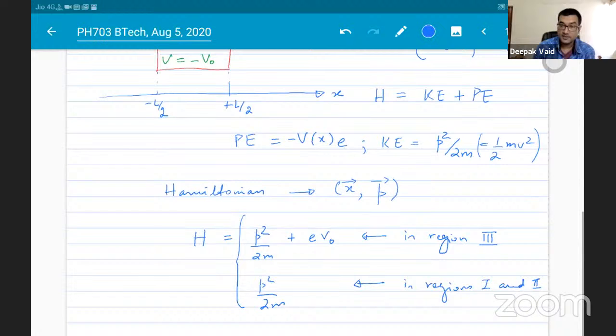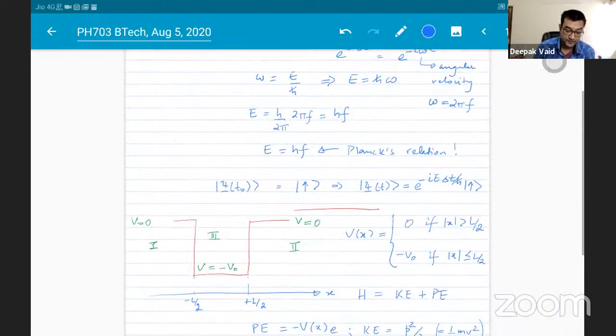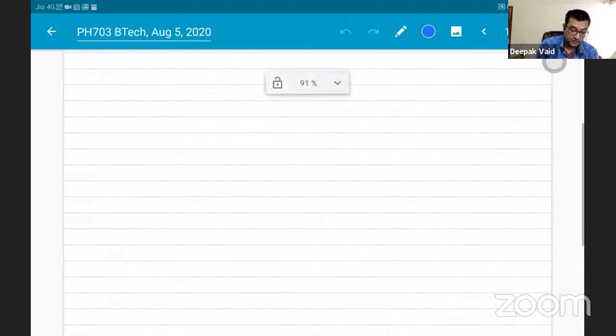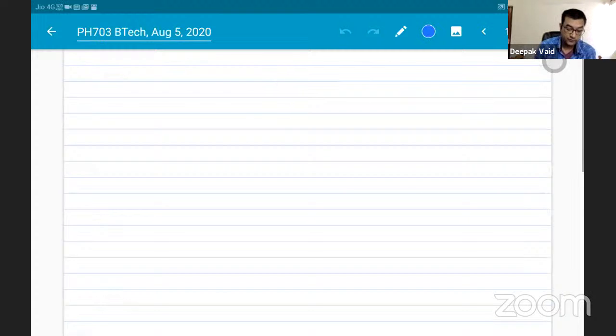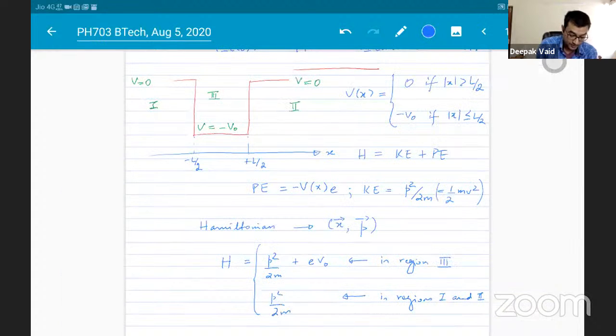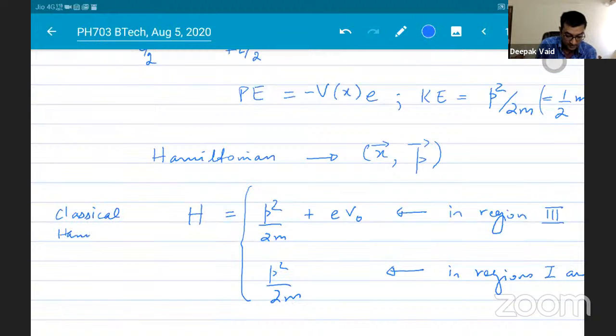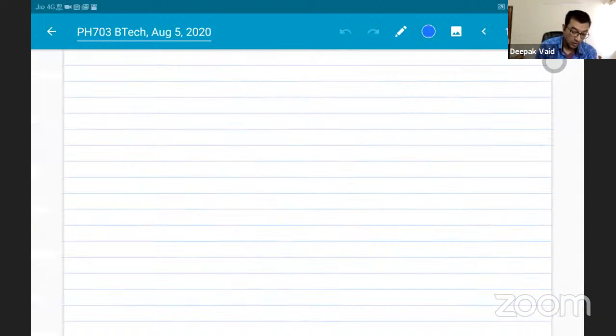So this is the classical Hamiltonian, okay? This is not the quantum operator. Now we want to write down the Schrodinger equation for the quantum system, so we want a quantum operator, right? So this is the classical Hamiltonian. We want the quantum operator, right? So we want the operator version of the Hamiltonian.